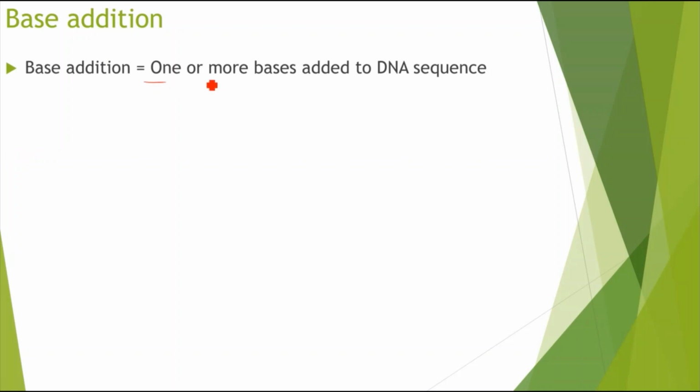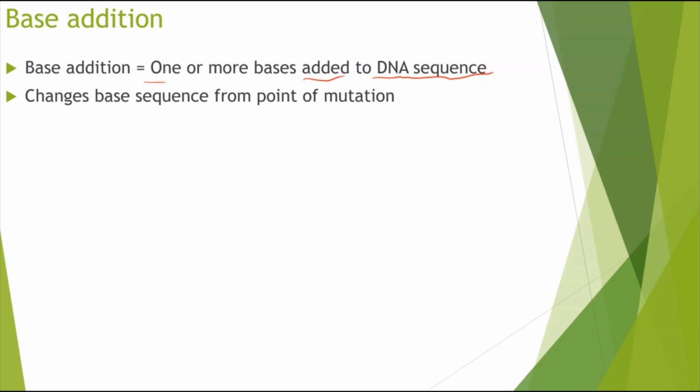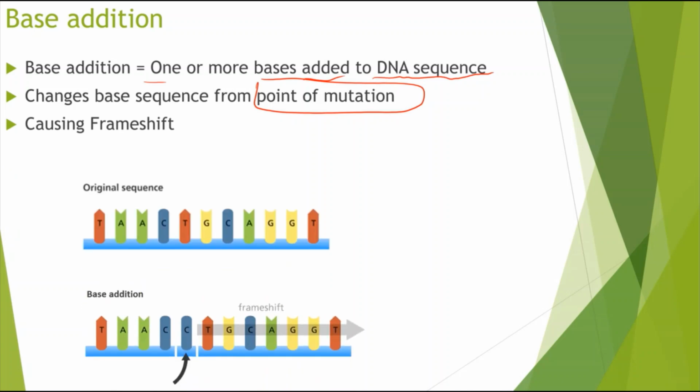Okay, so now looking at the next type of gene mutation. This is base addition. In this, one or more bases is added to the DNA sequence. So it's basically the opposite of base deletion. This again changes the base sequence from the point of mutation, and this also causes a frame shift. If we're looking at the original sequence, we have the triplets TAA, CTG, CAG, and then GT. After the gene mutation has occurred, we have an addition of the base cytosine.